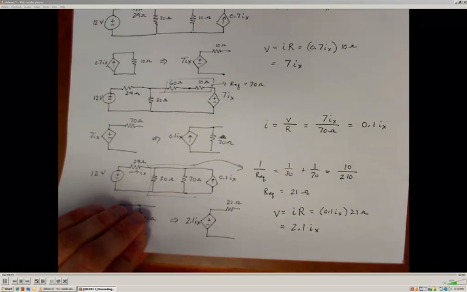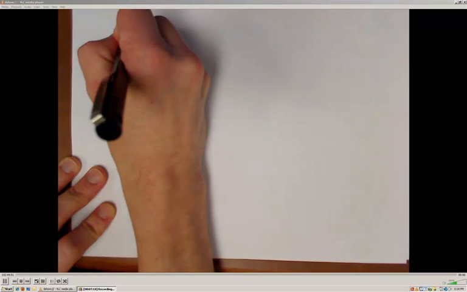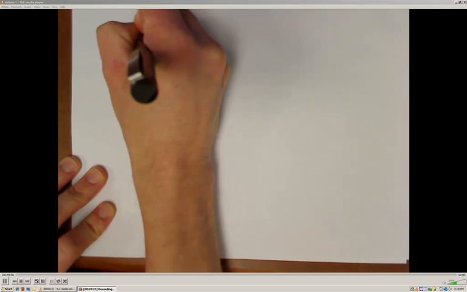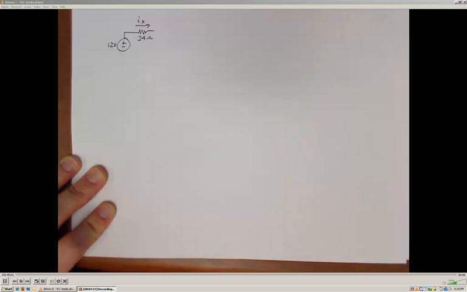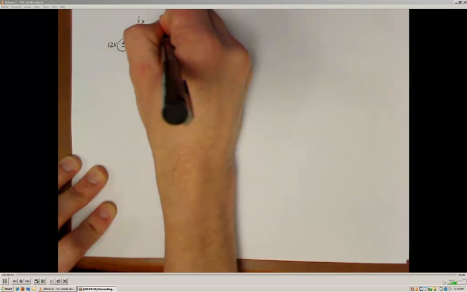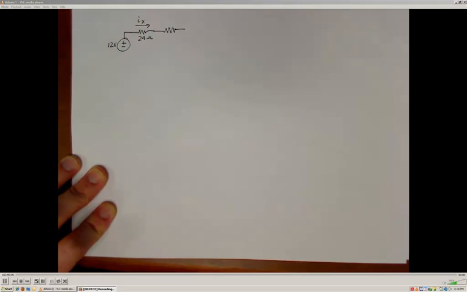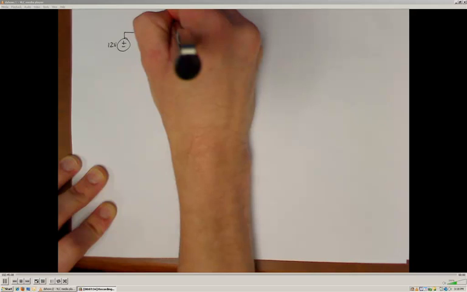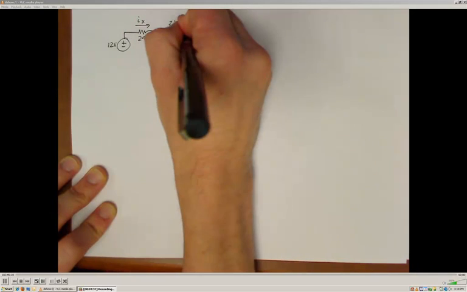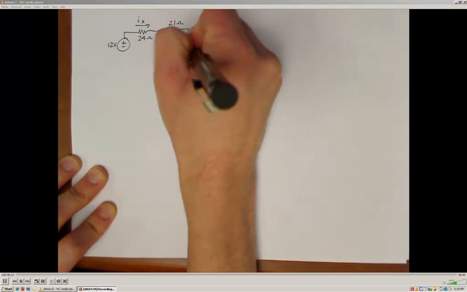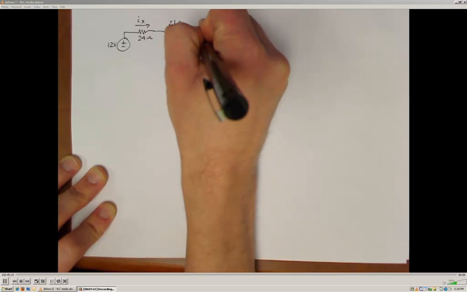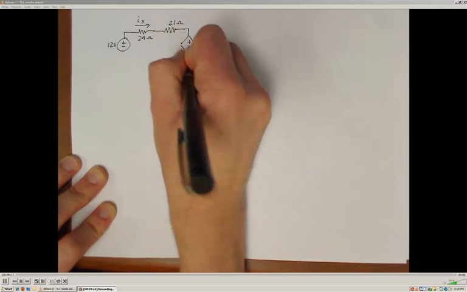Alright, with that in hand, I can redraw my circuit one more time. I have my 12 volt source and my 24 ohm resistor through which that unknown current IX flows. And now, since I've done my transformation, that is in series with a 21 ohm resistor, which is also in series with a 2.1 IX voltage supply.